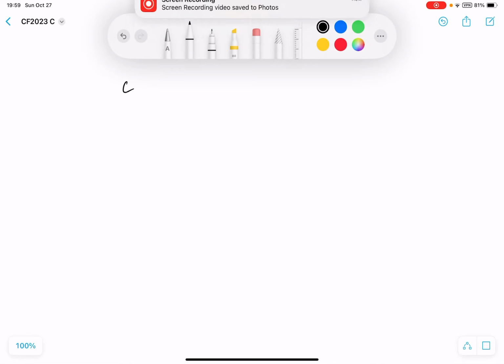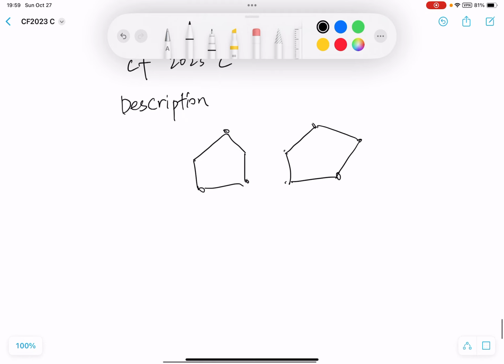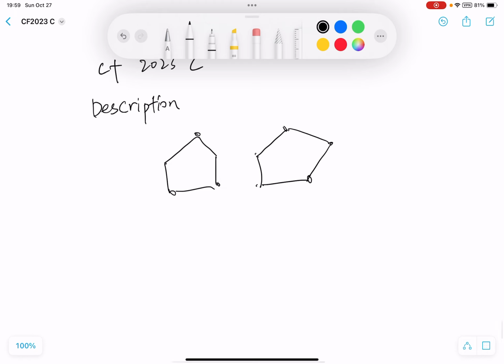Today let's talk about Codeforces 2023 problem C. First part is the description. You are given two graphs. They are not the same. There is some information about the two graphs. First of all, the graphs are directed. That means there is a direction for every edge on the two graphs.